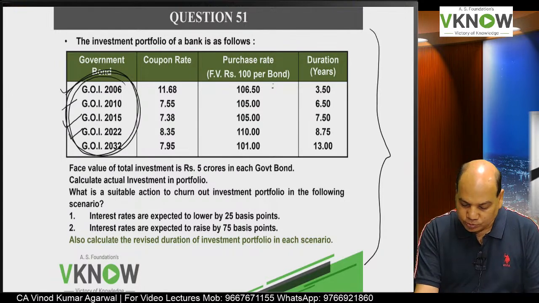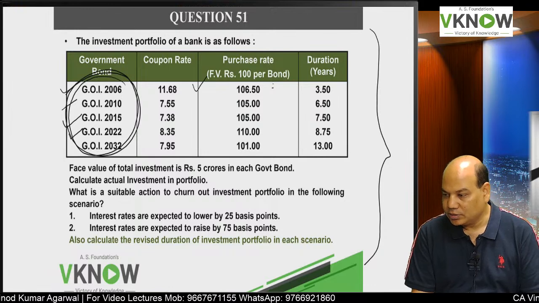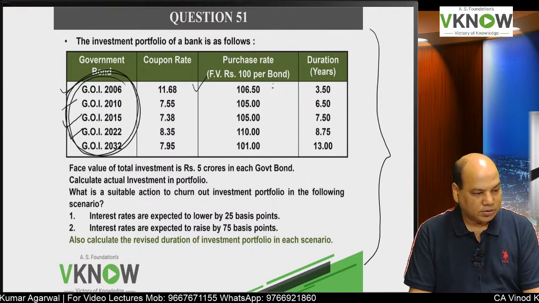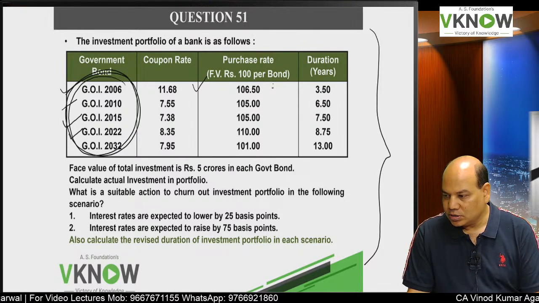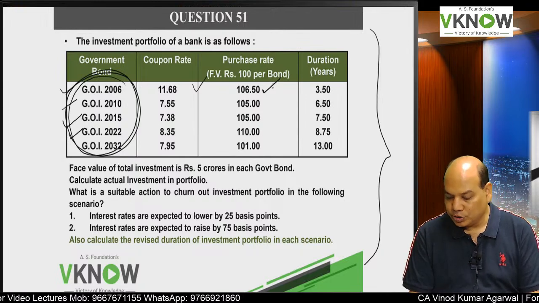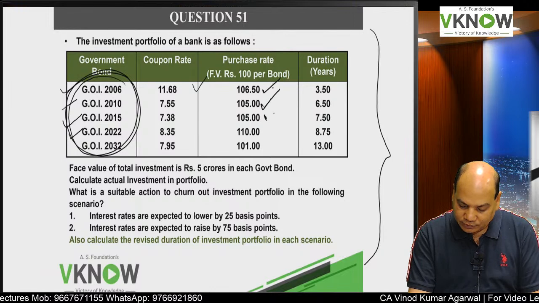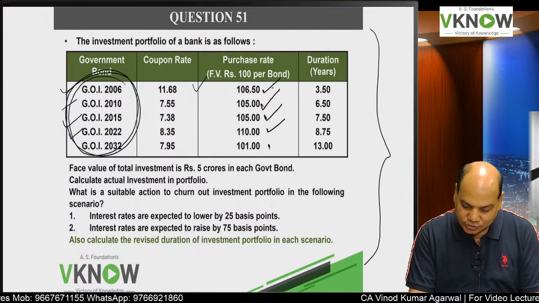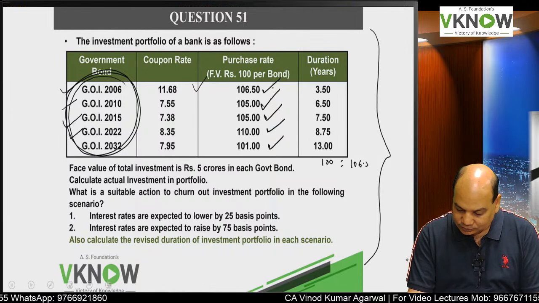Then they have given you coupon rate, purchase price. What is written in bracket? Face value rupees 100 per bond, but purchased for 106.50. Purchased for 105, 110, 101. So face value is 100, cost price is 106.50. Okay.